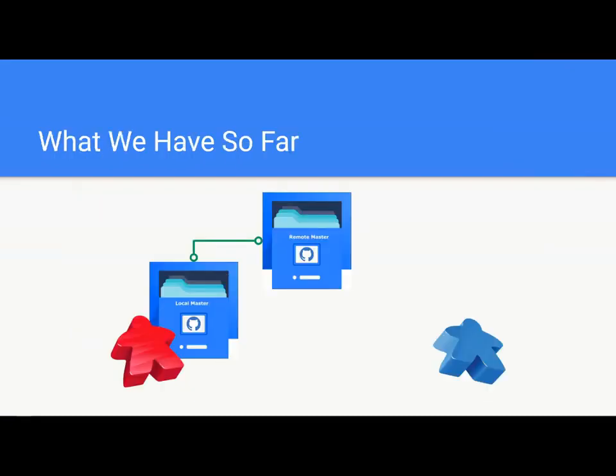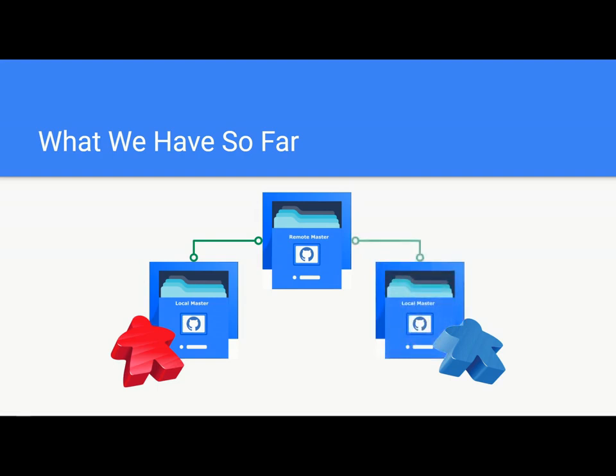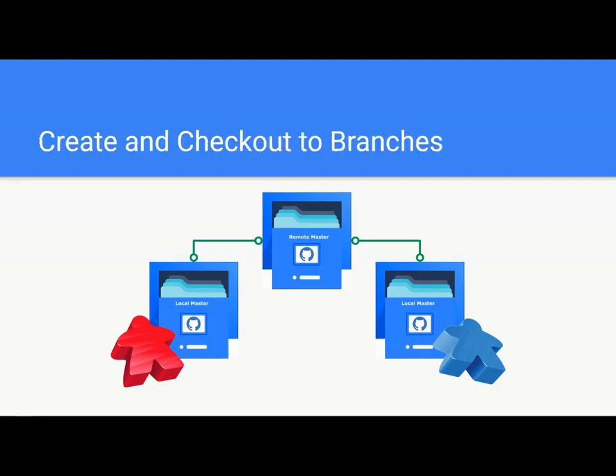Let's now see what we have so far. Socrates still has his local repository hooked up to the remote repository, but now Nikki too has made a local repository into which she has cloned whatever Socrates put in the remote master. Is it time to get to work yet? Well, not quite, because you don't ever want to do any work on the master. Instead, you want to create a branch from the master where you'll actually do the work.